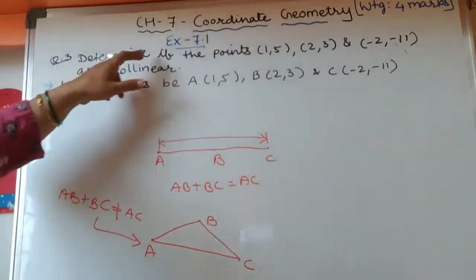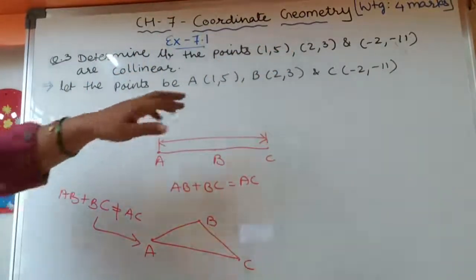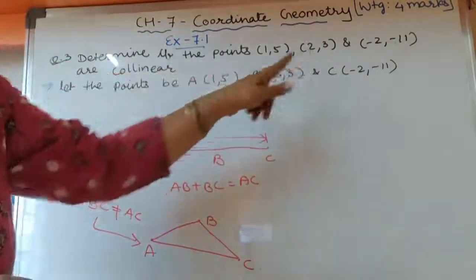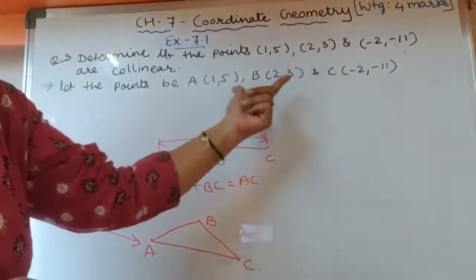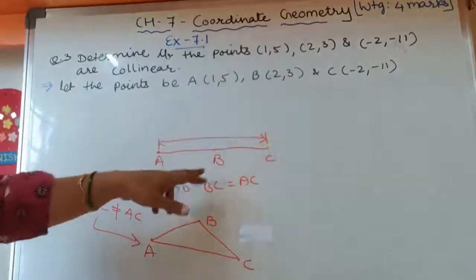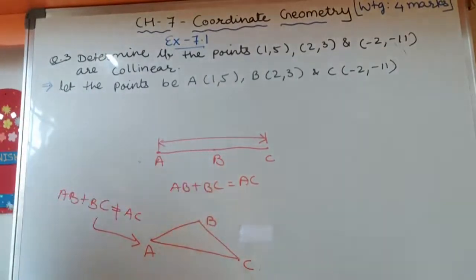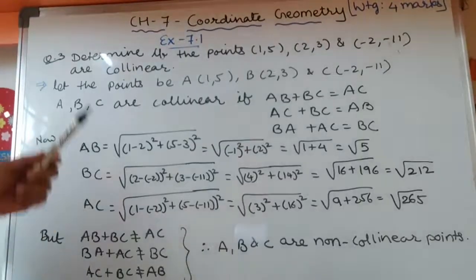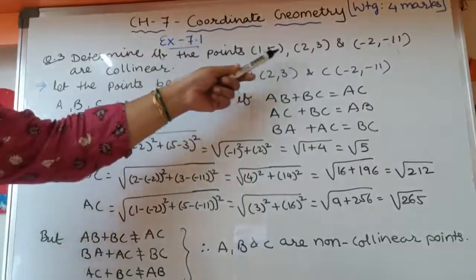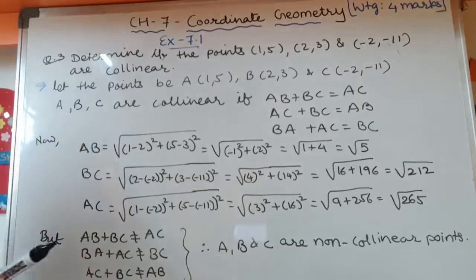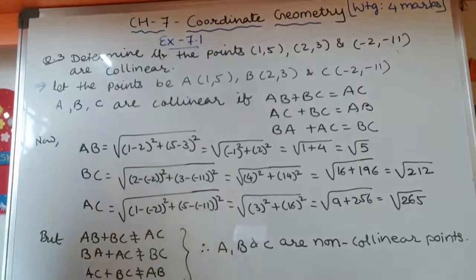So to determine if these 3 points are collinear, we have to check whether AB plus BC is equal to AC, or BC plus AB, like that. They have not mentioned which point is in between, so we have to check. Now let's see the third question, which is an important one: determine if points (1, 5), (2, 3), (-2, -11) are collinear. I have just told you what is collinear and what is non-collinear.